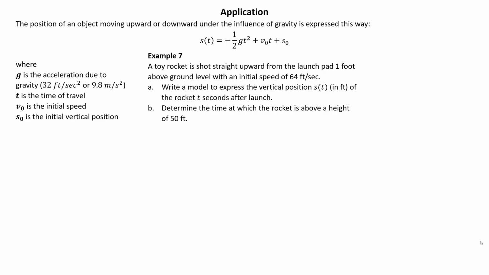S sub 0 is the initial vertical position. So this is how we talk about falling objects or vertical motion with gravity. And so here's an example.